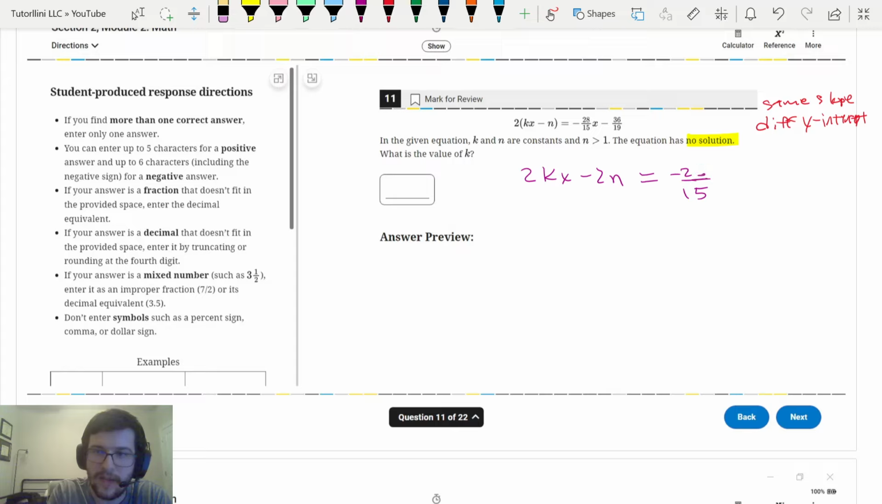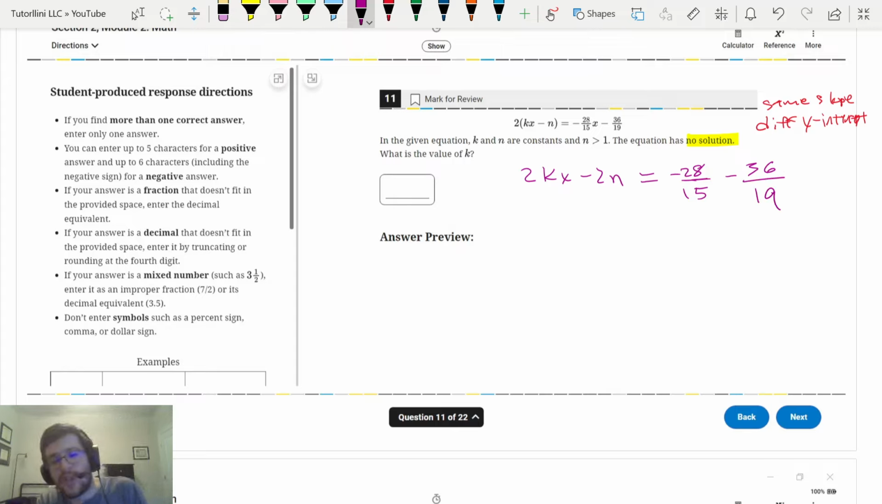negative 25 over 15, negative 28 over 15, minus 36 over 19. Wow, I feel like a lot of people, myself included, are just going to write the numbers down wrong from that, and that's going to make you get it wrong. So write that down really carefully, because I wrote it down the first time I did it, and I messed up.